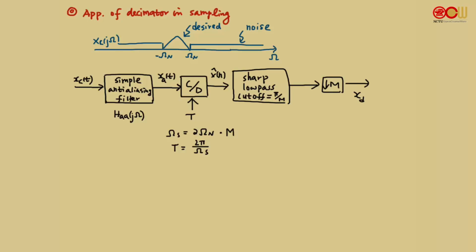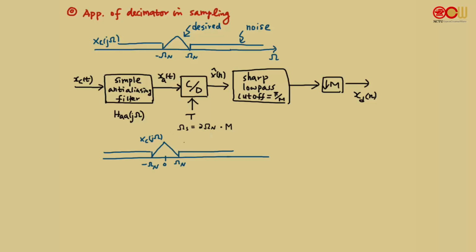And the output is xd[n]. Now let's use this example and see what we get out of this. Let me redraw Xc(jω) here. And let's say this is ωs, which is equal to 2 times ωN M.